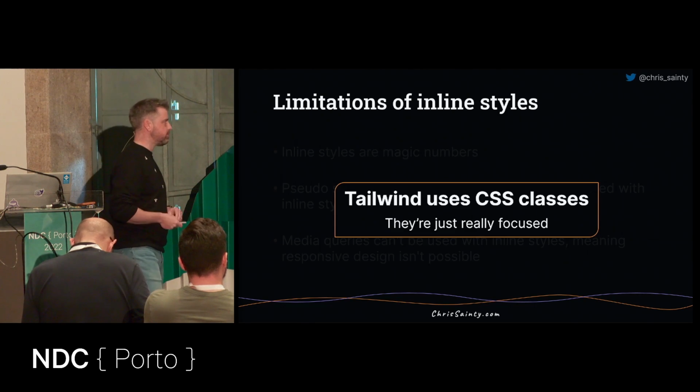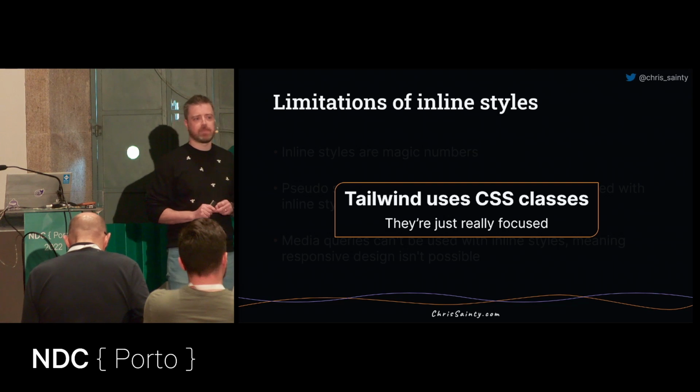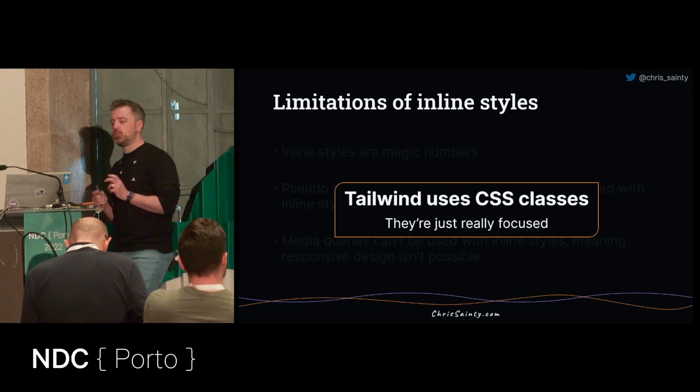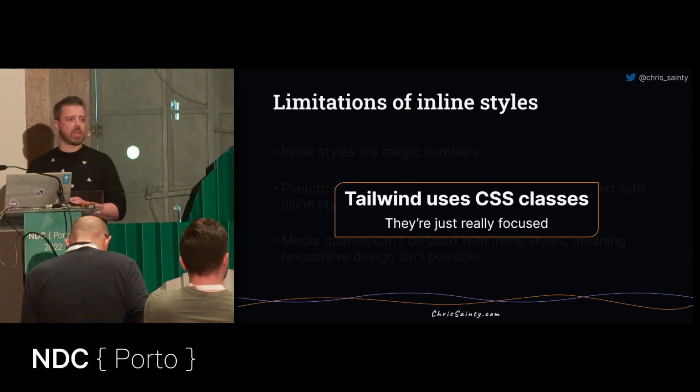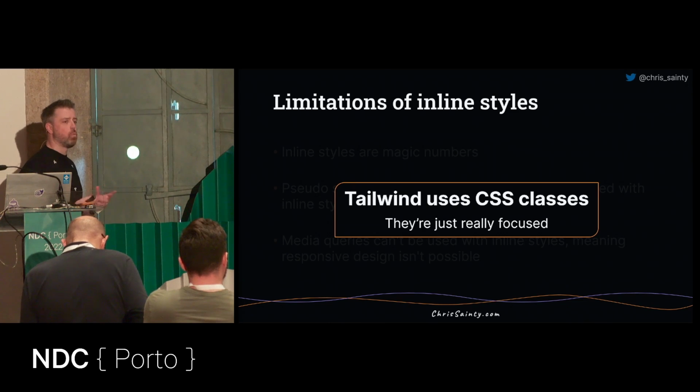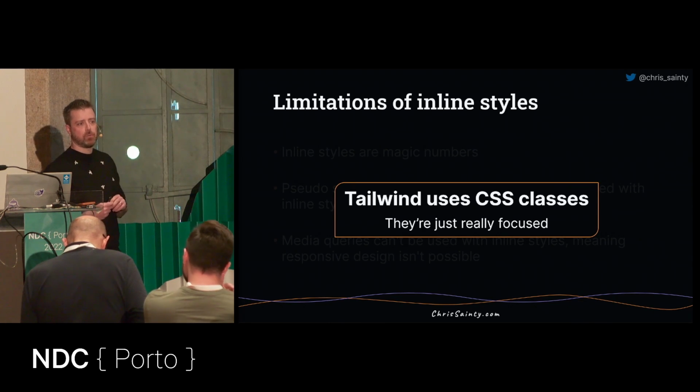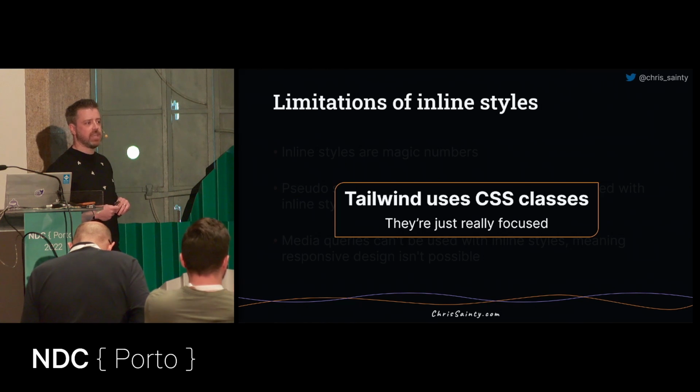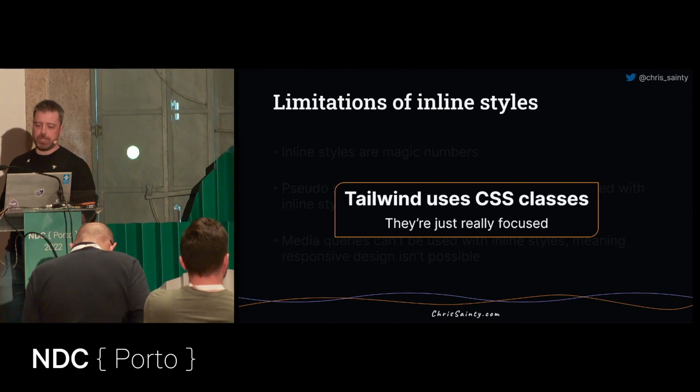So Tailwind uses classes. It's not inline styles. They're just really focused. Okay, and that's the only difference, and that's where that kind of similarity with inline styles comes from. But that's it. It just looks a bit similar. But all of the functionality that you get with regular CSS, you get with Tailwind.